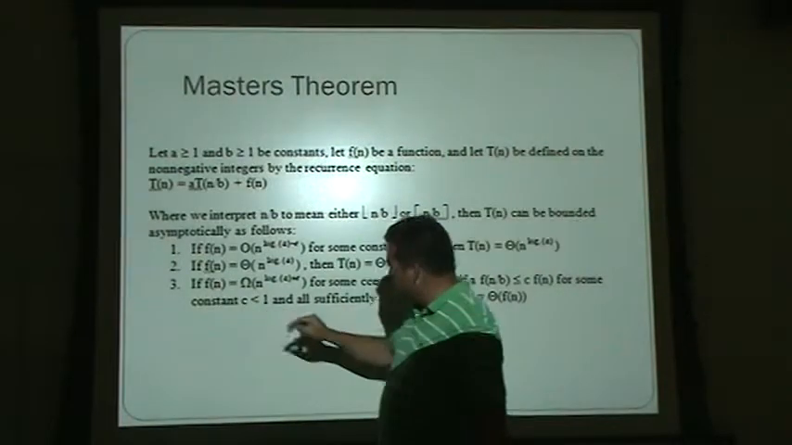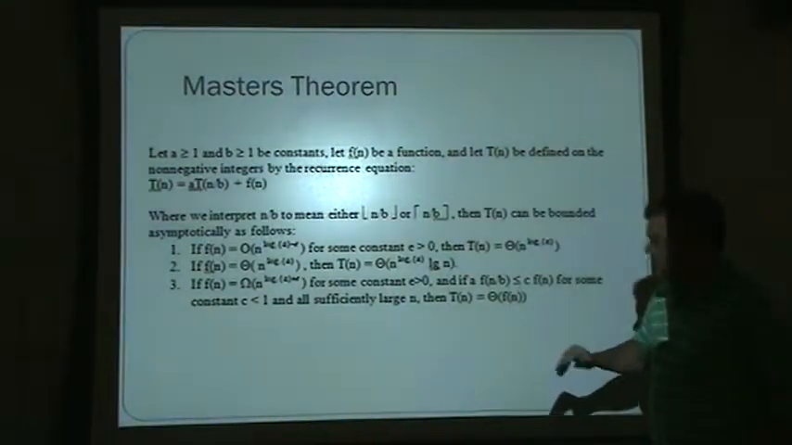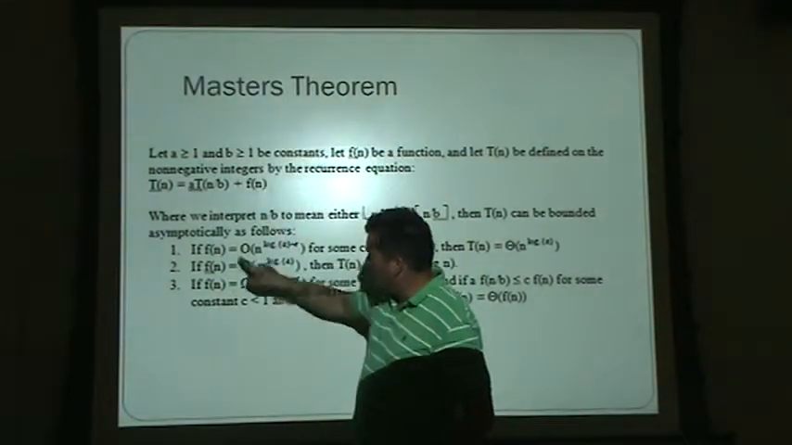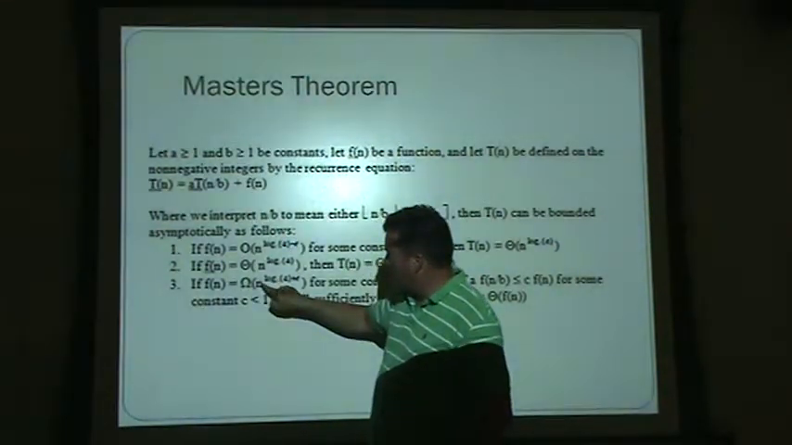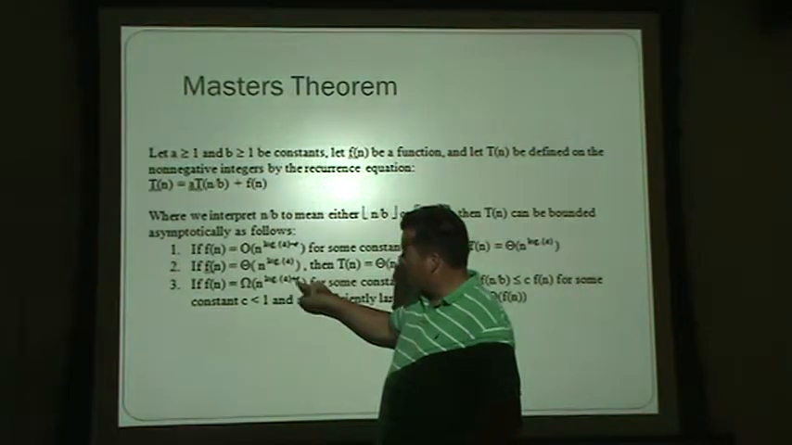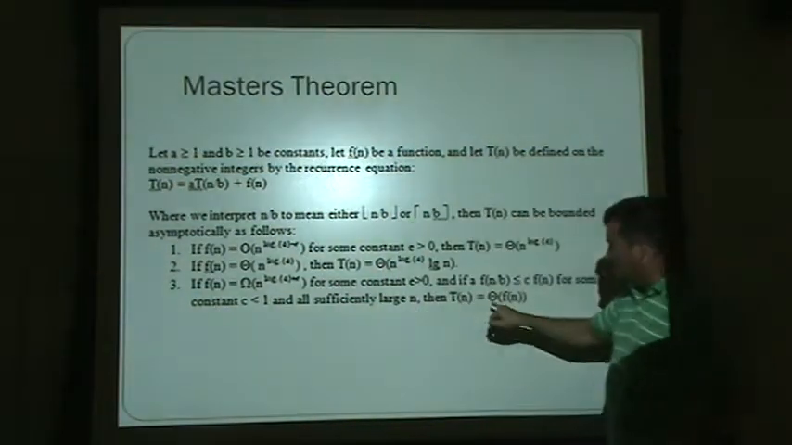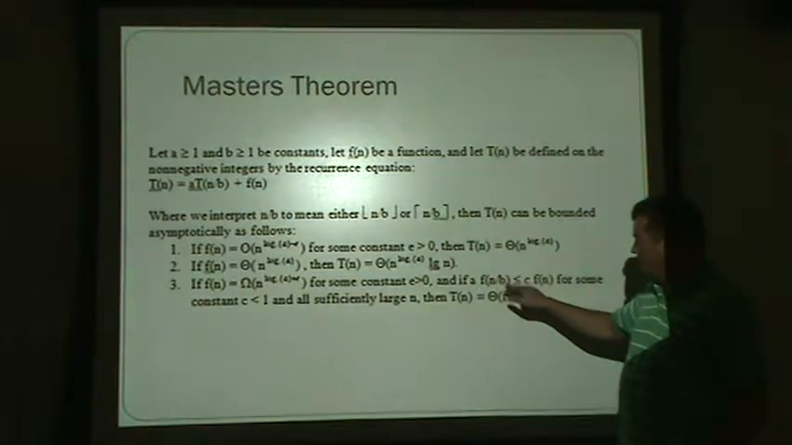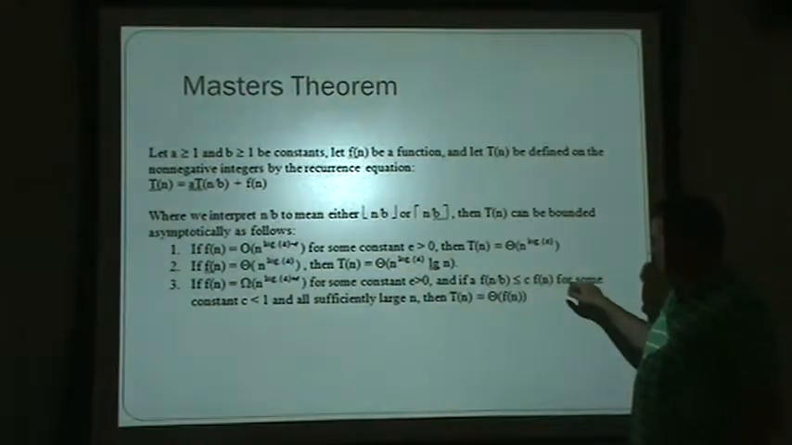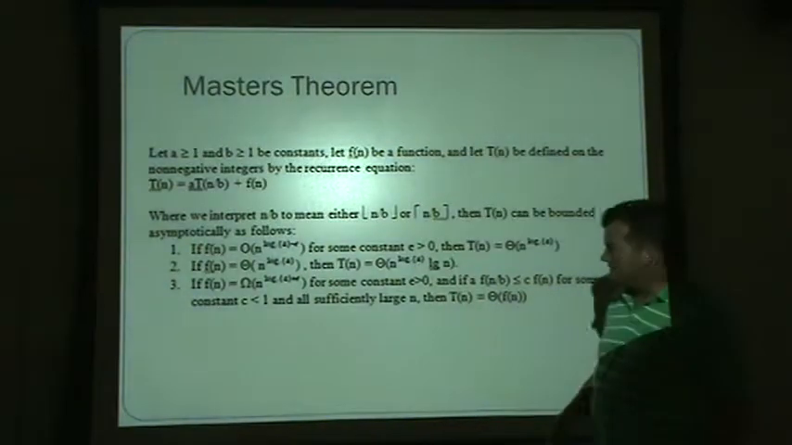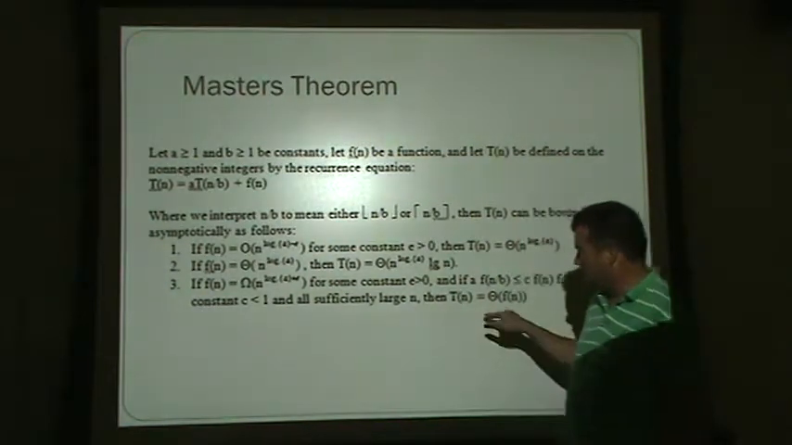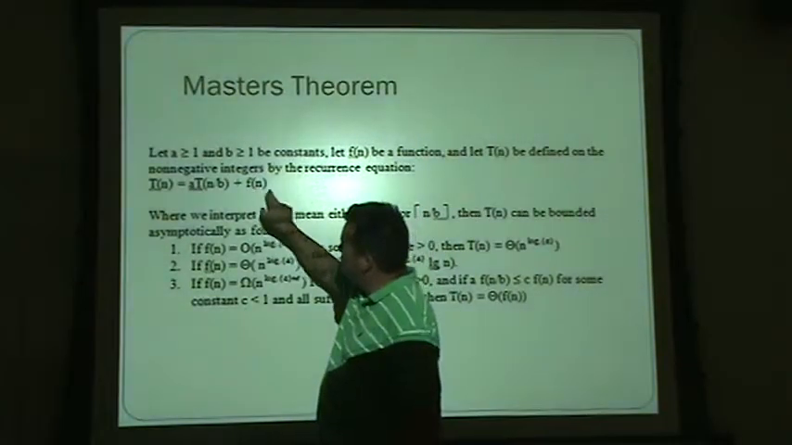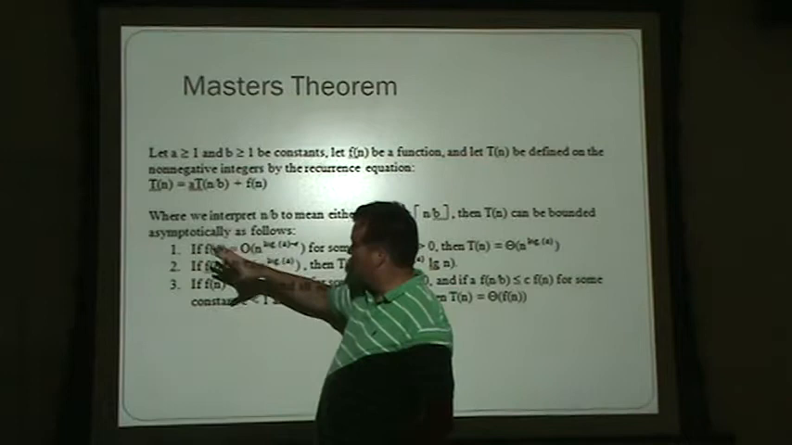The last case of the master theorem is if f of n, this function over here, is omega of n to the log b of a plus some epsilon, with epsilon greater than 0, and also if a times f of n over b is less than some constant c times f of n, for some constant c less than 1 and sufficiently large n, then the answer ends up being whatever this term is. That means this term ended up dominating the whole algorithm.